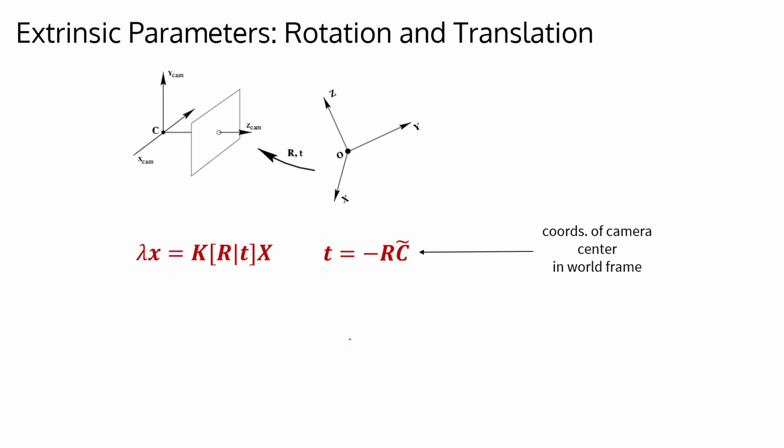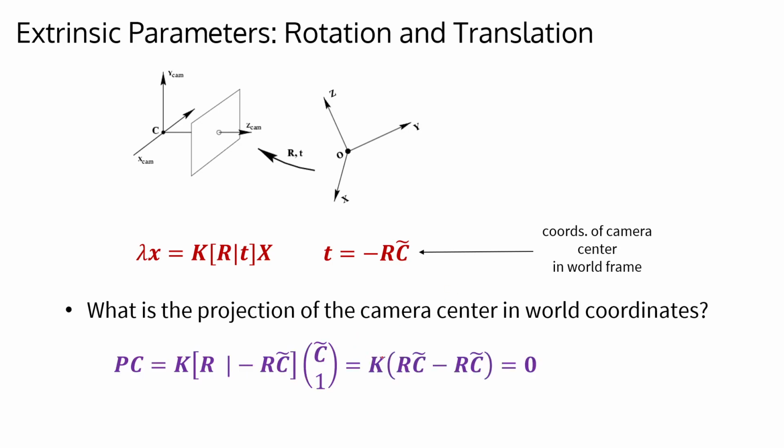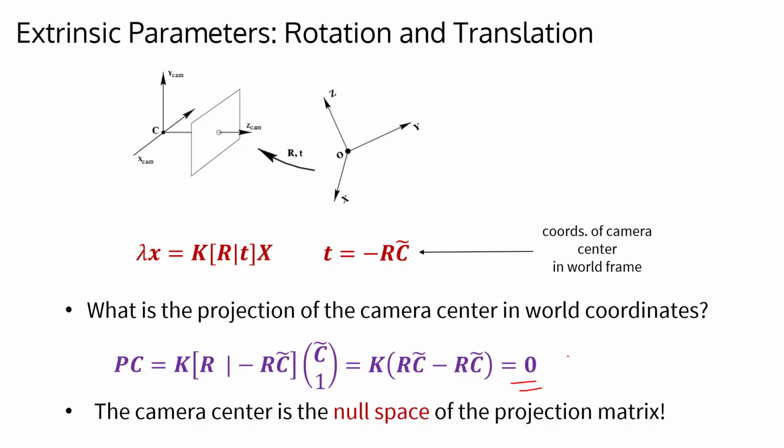The coordinates of the camera center in the world frame is C tilde. What is the projection of the camera center in the world coordinates? We can have it like that, and then you will see you have 0 here. The camera center is the null space of the projection matrix.